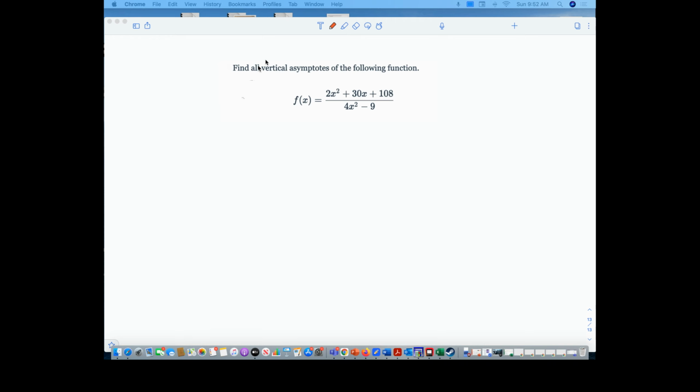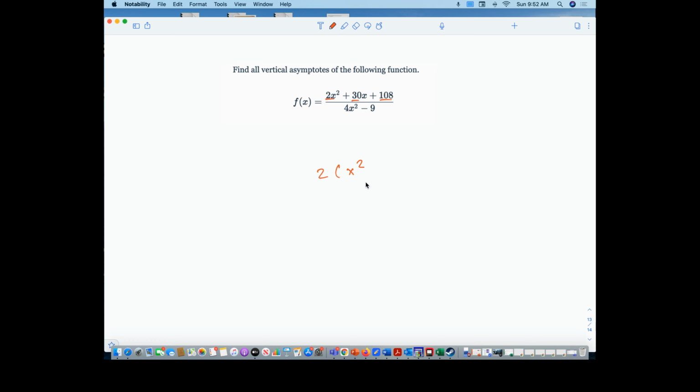Our pre-calc. Today we're going to be talking about how to find vertical asymptotes. So in this particular problem, the first thing that's always a good bet is to factor. So if I look at the numerator, I see 2, 30, and 108. So definitely could factor out a 2.